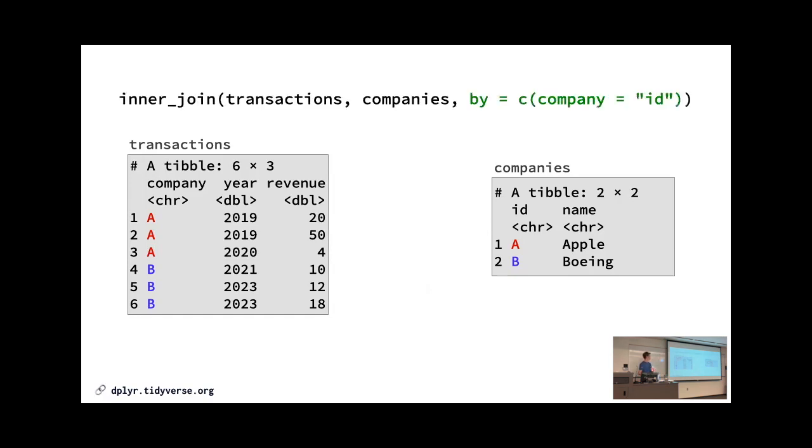If you wanted to do a join like that in the past, you'd probably do something like this: inner join, in this case, transactions and companies, joining by where on the left-hand side it's company, and on the right-hand side it's ID. So you've used this slightly awkward named character syntax, where you've got a named character vector where the name is company and the actual data in the character vector is ID.